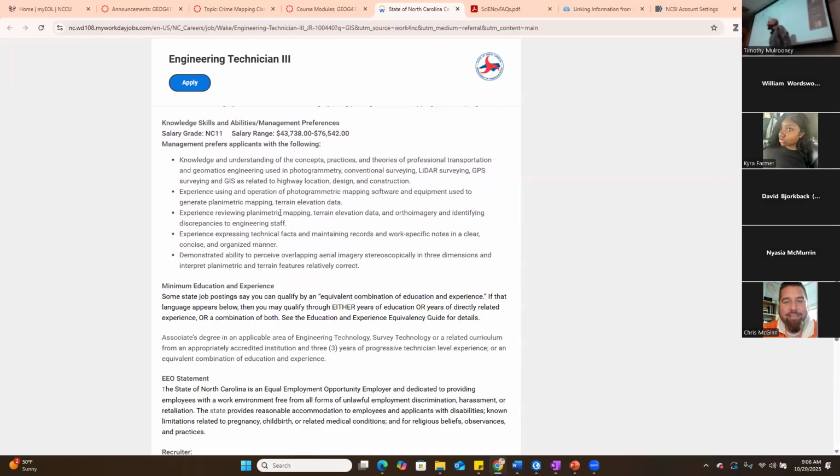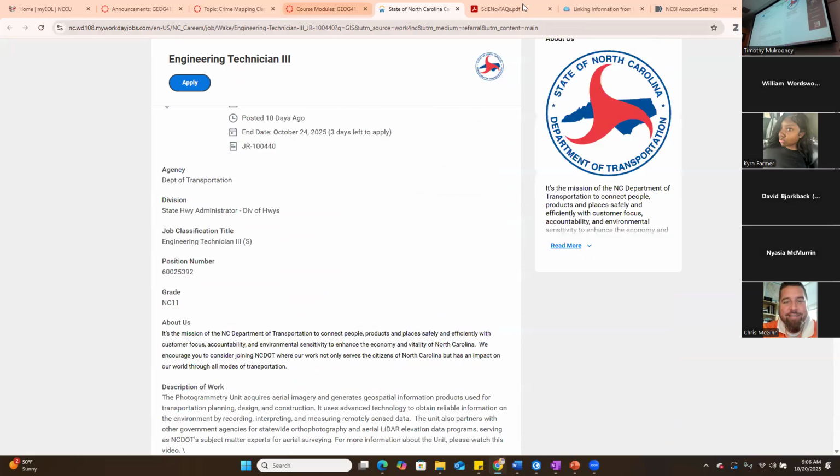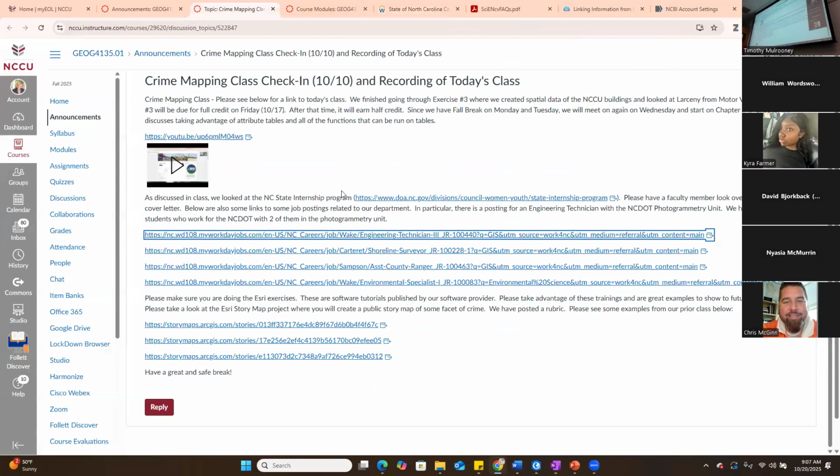This is an engineering tech 3, so it expects years of experience. But my expectation is pretty soon there's probably going to be an engineering 1 or 2 tech coming open, because their engineering tech 3 is probably going to be promoted from within, and then they're going to open up this engineering tech 1 or 2 position here. But you can see the pay, $43,000 to $76,000 a year. These people work for the state, so it's relatively easy to see what they make and all that other good stuff. So I like these jobs.